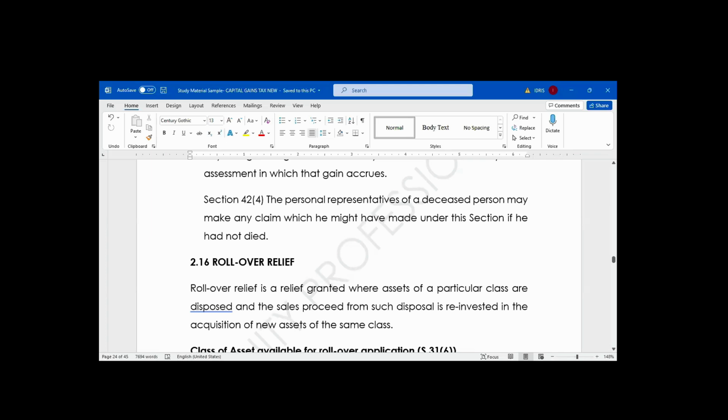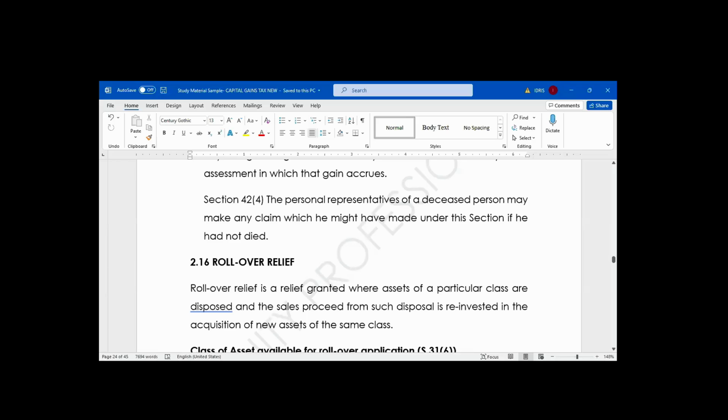Hydrocarbon tax and what? PPT. You know the meaning of PPT now? Yes, sir. Petroleum profit tax. My colleague is the one that will take you through hydrocarbon tax and petroleum profit tax. From that area, at least a 20-mark or 25-mark question will come out.